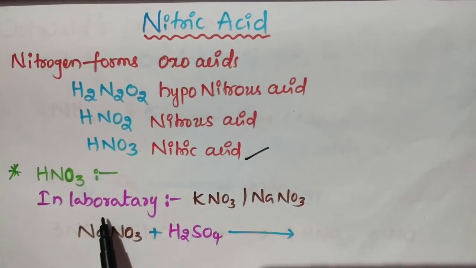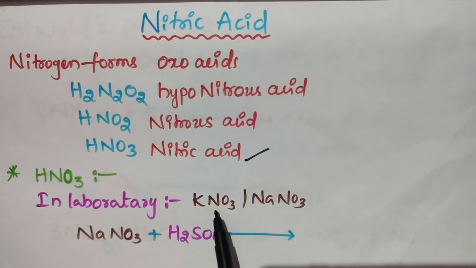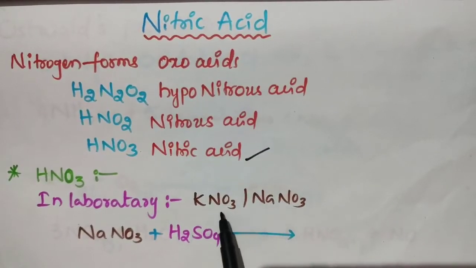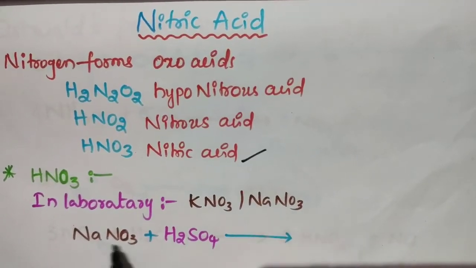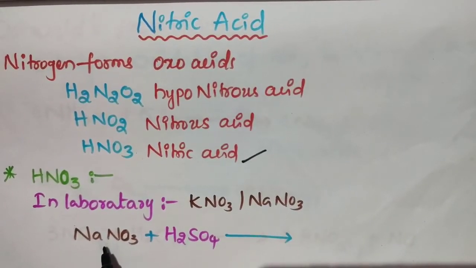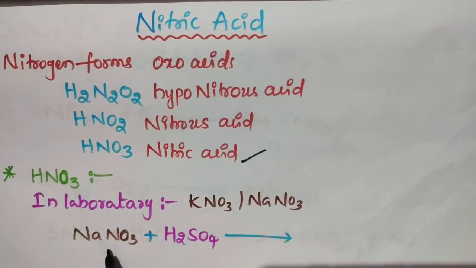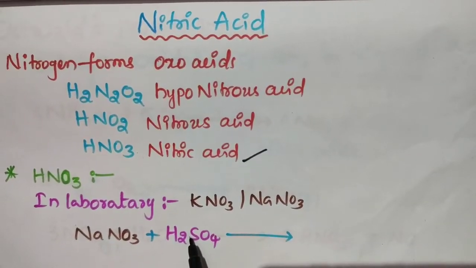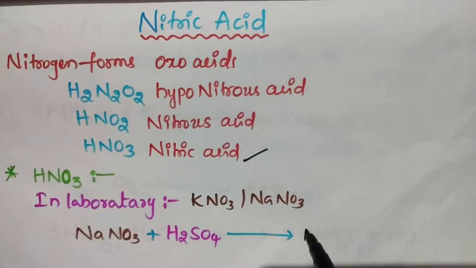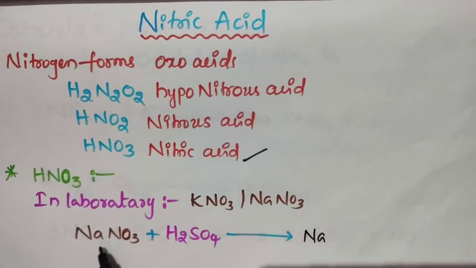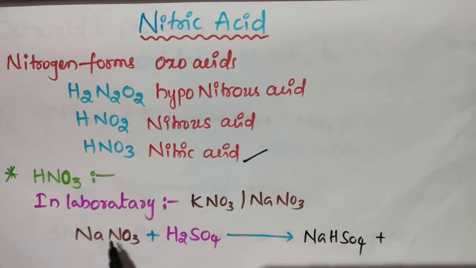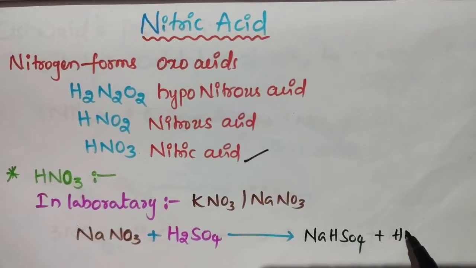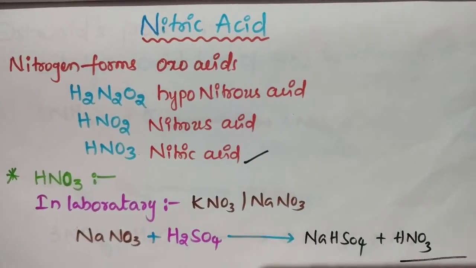Preparation of nitric acid in the laboratory from KNO3 and NaNO3, potassium nitrate or sodium nitrate. For example, we take NaNO3. NaNO3 reacts with sulfuric acid, we get NaHSO4 plus the remaining one, H is added to this one, HNO3. HNO3 is prepared.